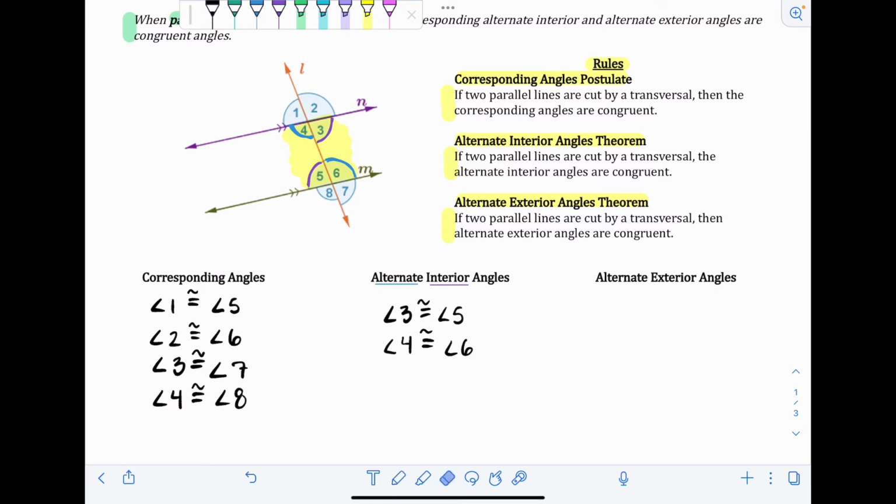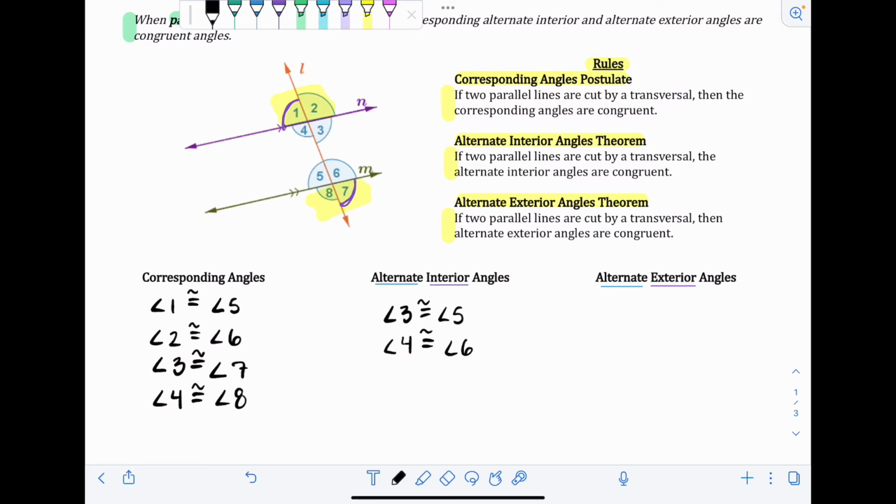And then the last one is alternate exterior angles, so exterior meaning the outside of the two lines. We're looking at this pair and then this pair, and alternate again means on opposite sides of the transversal, line L. So the first pair we could say is angle 1, and on the opposite side should be angle 7.